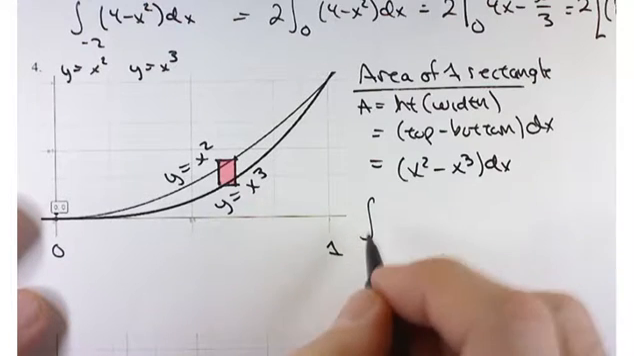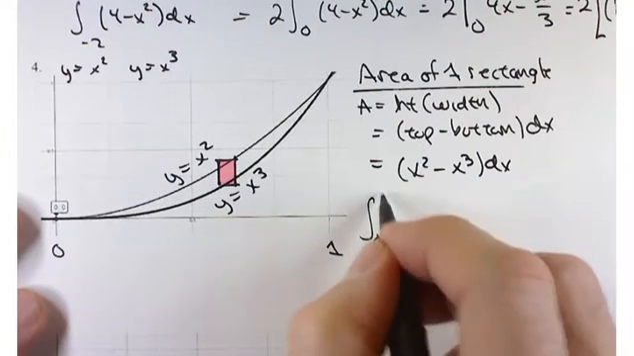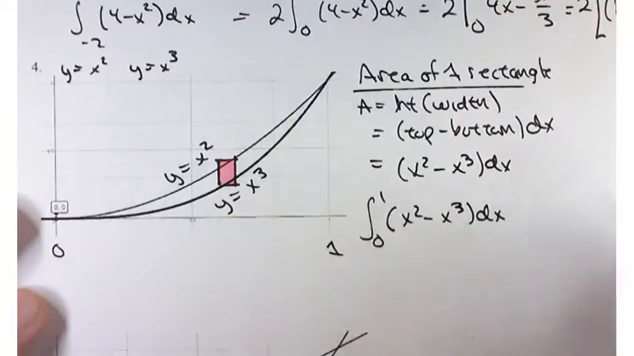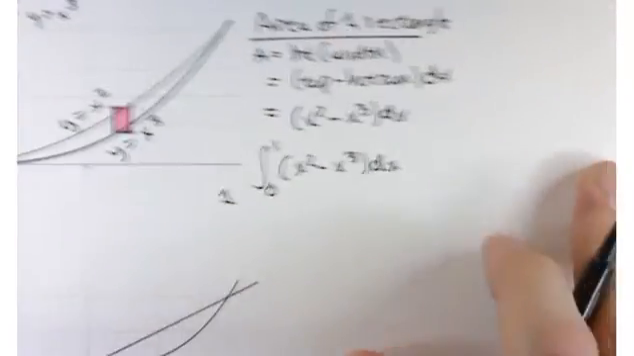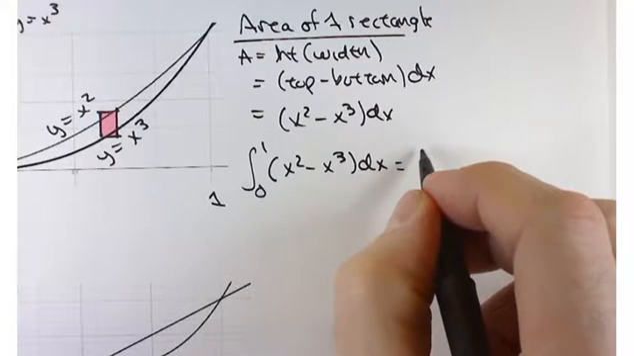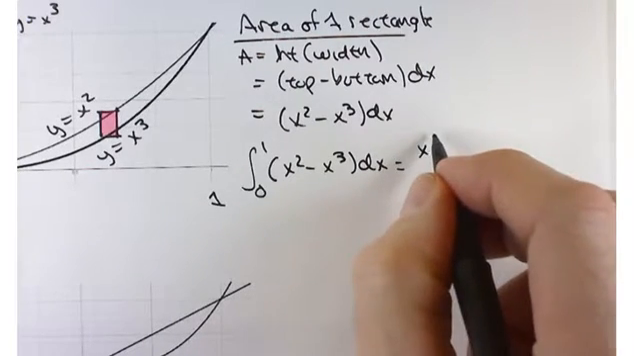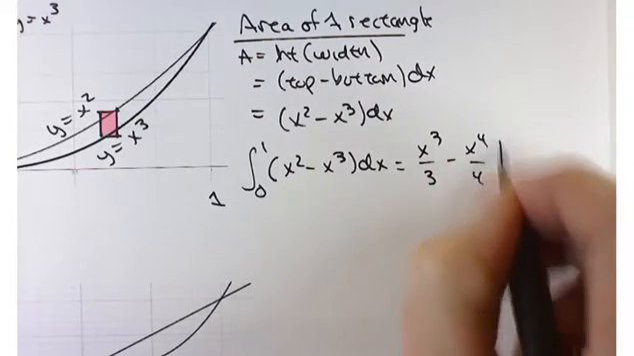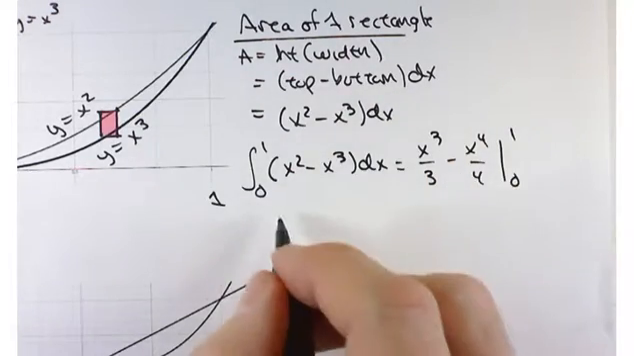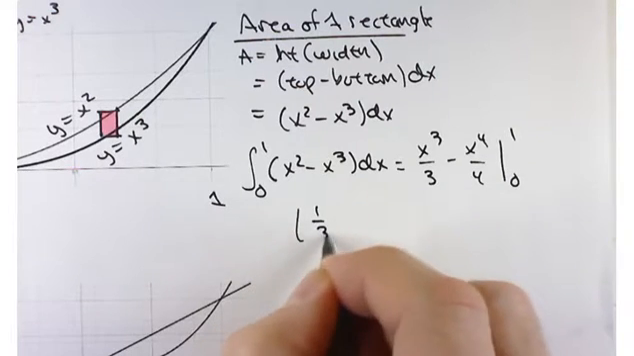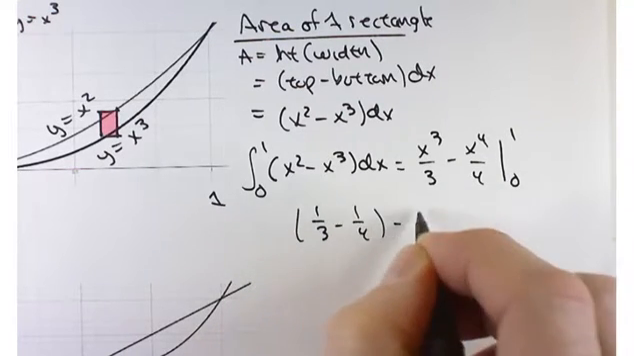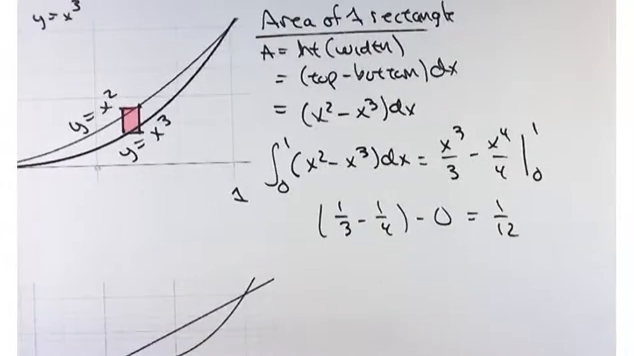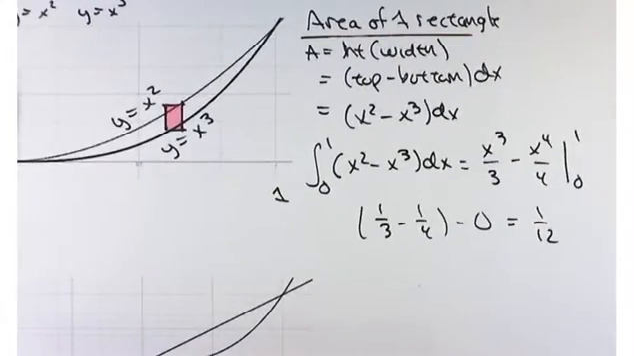What am I going to integrate from? Well, we already went through that, right? 0 to 1, x squared minus x cubed dx. So x cubed over 3 minus x to the fourth over 4 between 0 and 1 is going to be 1/3 minus 1/4 minus 0, and that's going to be 1/12.